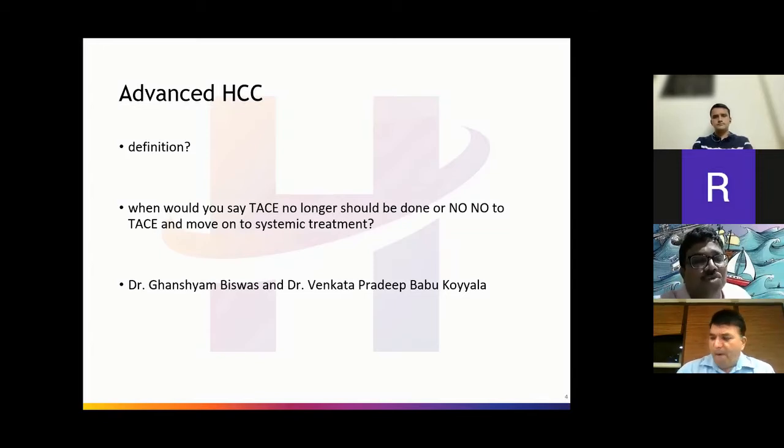Yeah, sure. So vascular invasion, so M1 disease, lots of extrahepatic disease. So these are cases where, or a bilobar disease. So these are not a case of TACE. Okay. And if somebody has done TACE, when do you want it to be shifted to systemic treatment? And do you say that, TACE no longer, don't do further TACE?